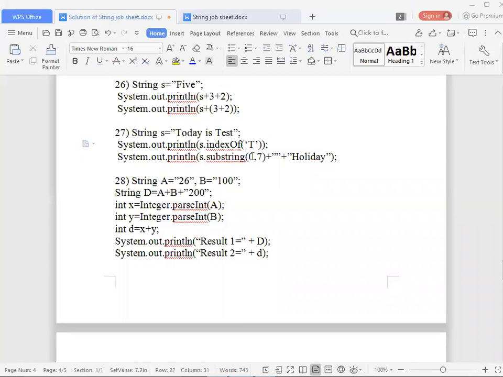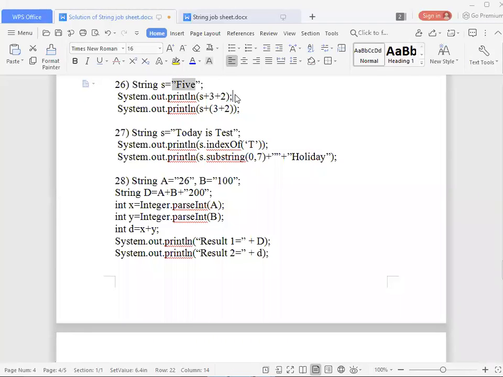Yes. Now, question number 26. As it is the string, string s equals to 5, in double quotes, it means it is the value of the string s, 5. So now what are we displaying? S, that means the string 5. Okay. Then plus 3 plus 2.